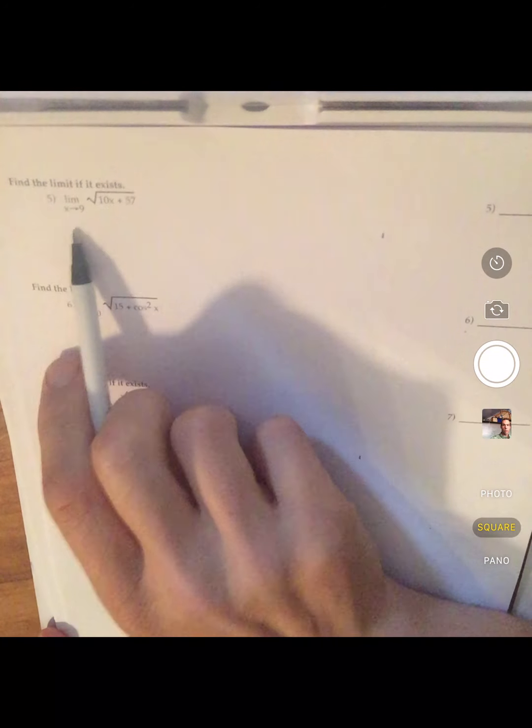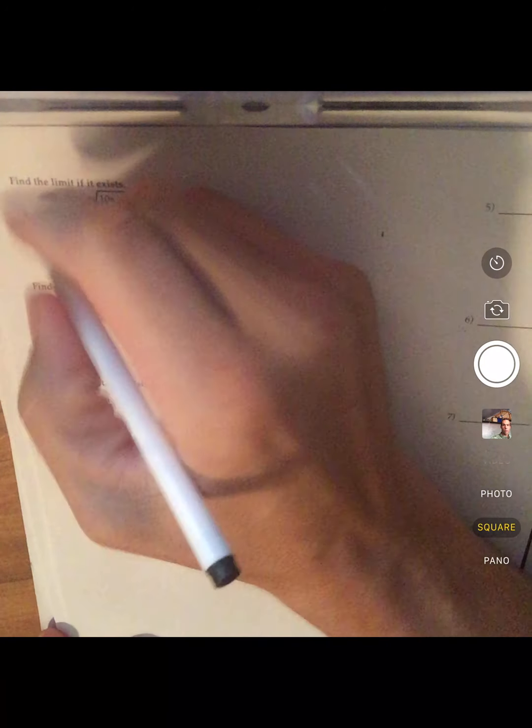Okay, some actual limit problems on this document. The idea of a limit is kind of being introduced here with some simple problems. Well, they end up pretty simple. It says find the limit if it exists. The question, when we say the limit as x approaches 9.